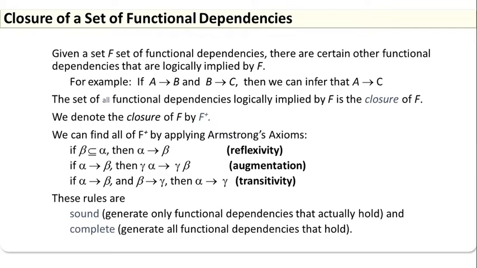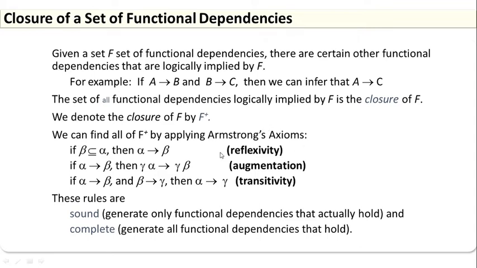For example, if B is functionally dependent on A and C is functionally dependent on B, we call it a transitive dependency. So C functionally depends on A, right? A determines B, B determines C, so of course A can determine C. The set of all functional dependencies logically implied by F is the closure of F. We denote the closure of F by F plus. F plus is a functional dependency set, okay? We find F plus by applying the Armstrong axioms.